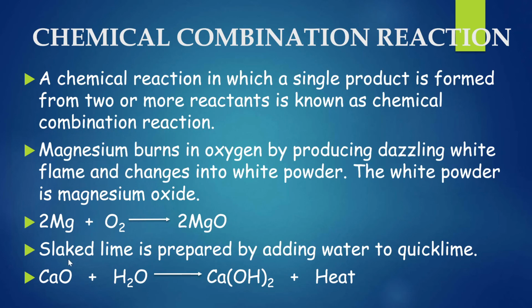Now coming to the second example, slaked lime is prepared by adding water to quicklime. Quicklime is nothing but calcium oxide and slaked lime is calcium hydroxide. So when we are adding water to calcium oxide, we get calcium hydroxide plus a large amount of heat is released. This is an exothermic reaction. Ca(OH)2 is the chemical formula for calcium hydroxide. Common name is slaked lime.